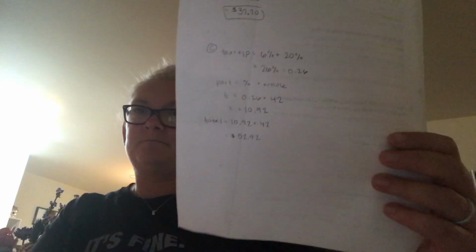Now we're ready to find our total. So our total cost is going to be our tax and tip of $10.92 plus the spa treatment of $42, giving us a grand total of, yep, $52.92. Excellent job.